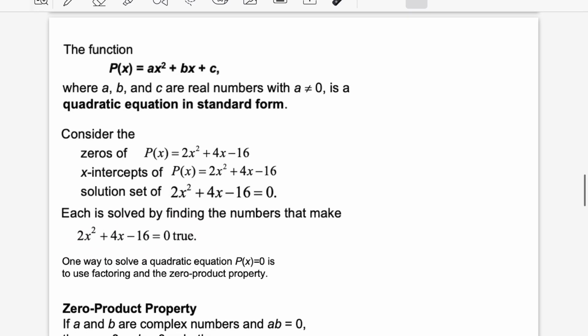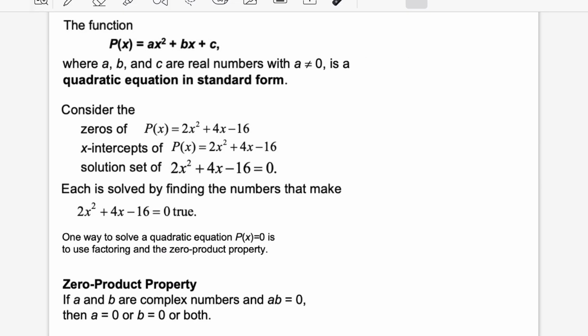So the first method we're going to look at to solve a quadratic equation is the zero product property. If a and b are complex numbers and a times b is equal to 0, then either a is equal to 0 or b is equal to 0 or both. So let's illustrate this with an example here.